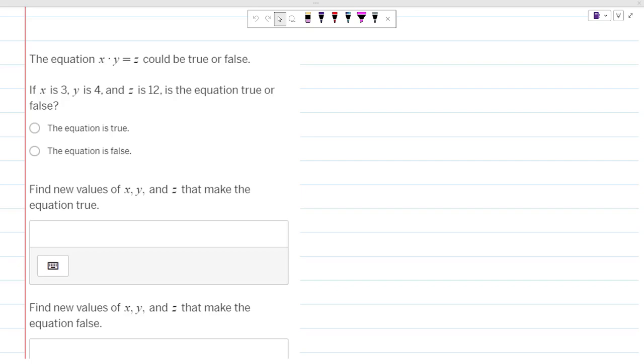So let's copy the equation down. X times y equals z. Now let's substitute. Where we see x, we're going to write 3. Where we see y, we'll write 4. Where we see z, we'll write 12.